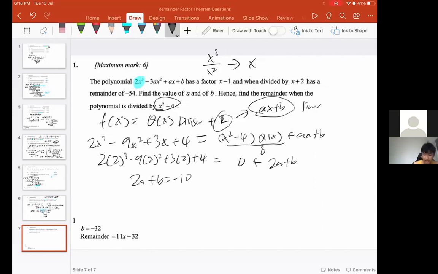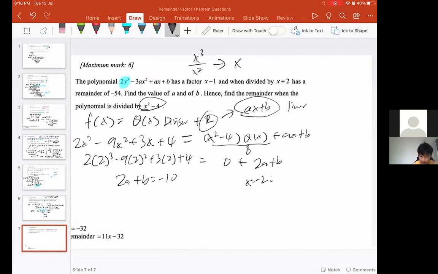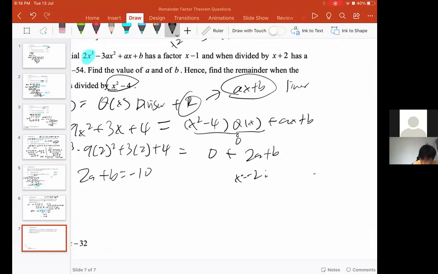And then now we realize that we have an equation on this side, but we have two variables, a and b, which means that we can't solve it without forming another equation. Thankfully, in this situation, we actually have another value that we can substitute in, which is x equals minus 2. So we substitute x equals minus 2 in, we will have a separate answer where we have something that equals minus 2a plus b. So we substitute minus 2 into all the values of x, we will have minus 2a plus b equals minus 54.